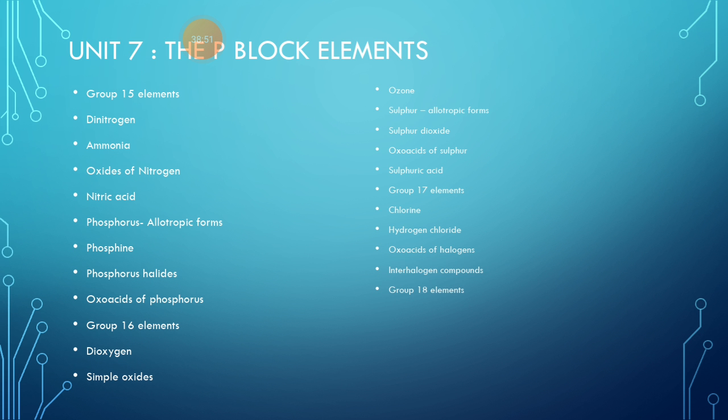Apart from this, we are going to learn about what I have discussed in group 15, anomalous properties of nitrogen, then in group 16 anomalous properties of oxygen, in group 17 the anomalous properties of chlorine we are going to learn in this topic.